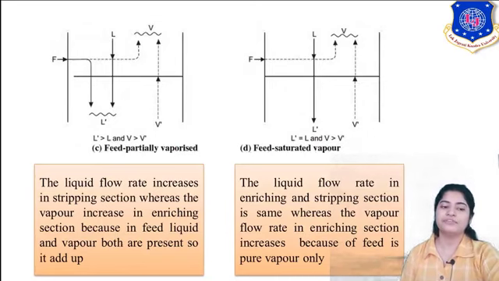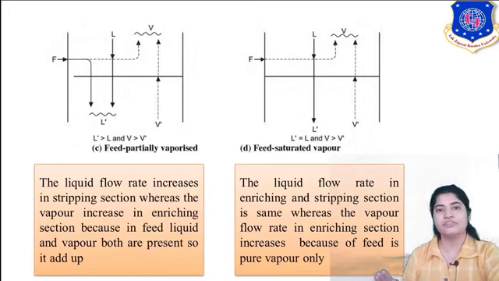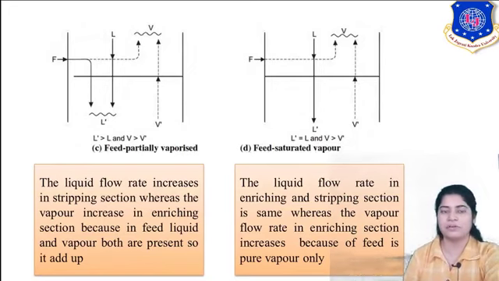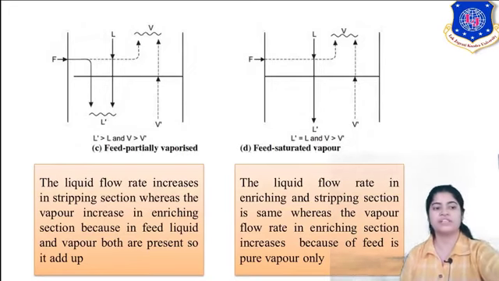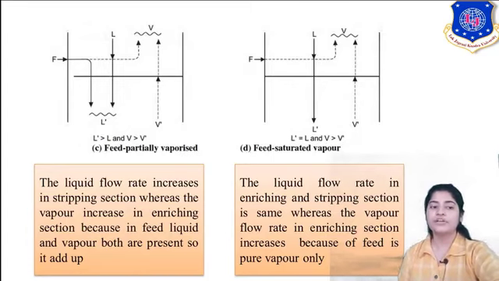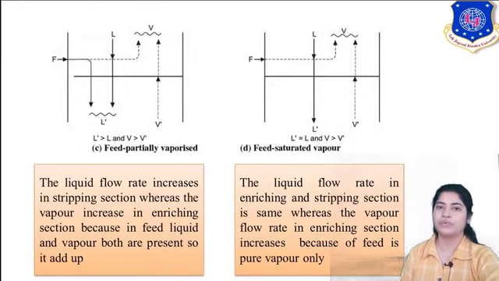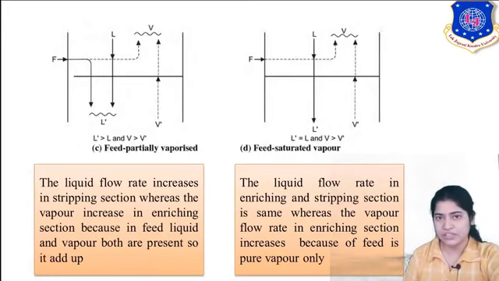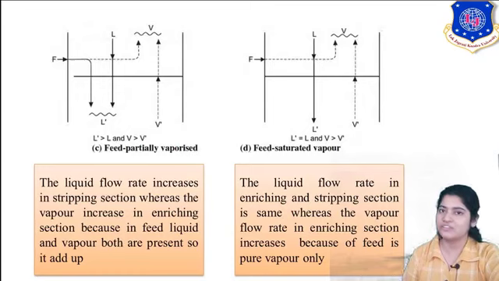The third type of feed is your partially vaporized feed, which means your feed is now a mixture of liquid and vapor. Liquid and vapor both are present. So here feed is coming, part of the vapor is going up into the enriching section and part of the liquid is going into the stripping section. Hence the liquid flow rate in the stripping section is more than in the enriching section, but the vapor flow rate in the enriching section is more than that in the stripping section.